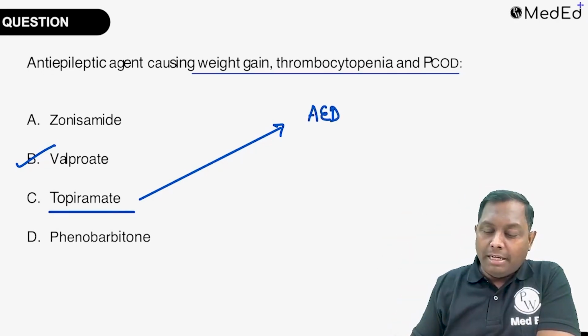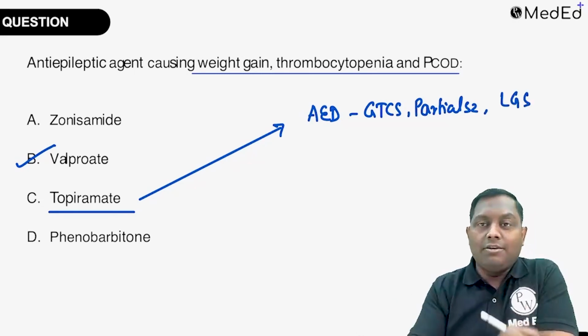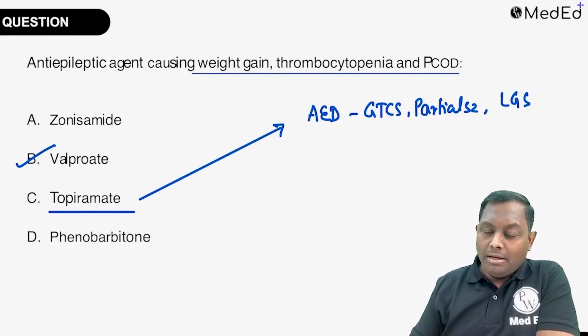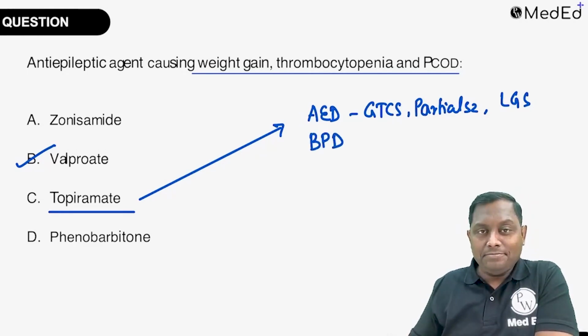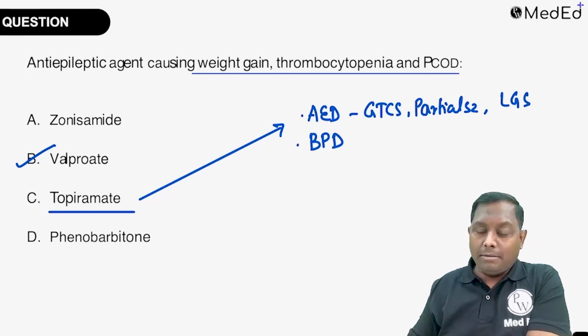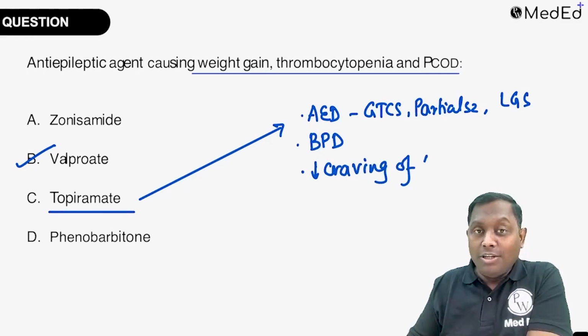That means it's an anti-epileptic drug used in generalized tonic-clonic seizure. It can be utilized in partial seizure. It can also be utilized in Lennox-Gastaut syndrome. In all types of epilepsy we can use it. It is also going to be utilized in a patient with bipolar disorder. It can be used as an anti-epileptic drug, in bipolar disorder, and also for decreasing the craving of alcohol. So again, it's a holistic drug.